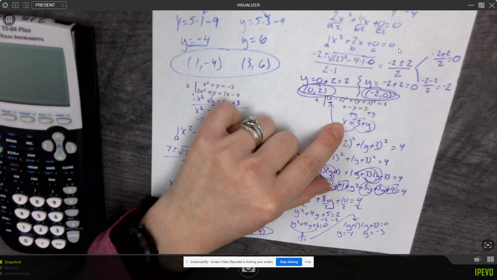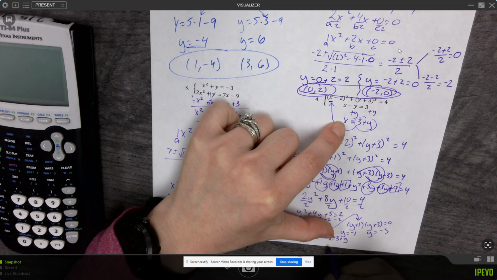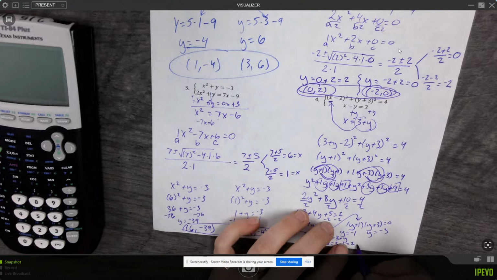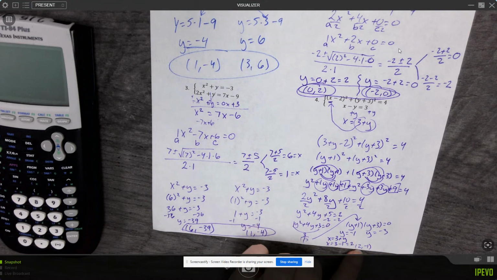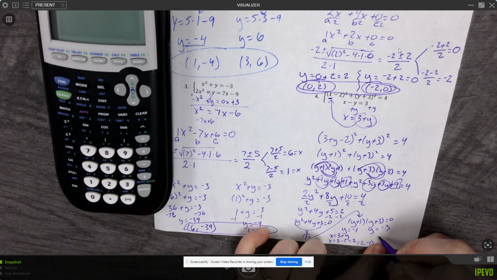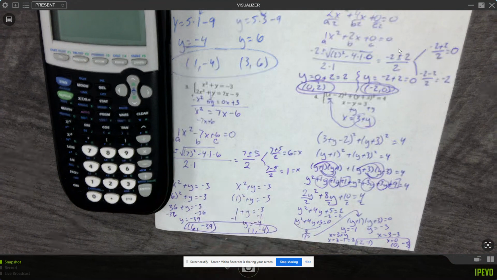So you should use this right here where we have x equals 3 plus y. So x equals 3 minus 1, which is 2. So you have a coordinate point of 2, negative 1. Teeny tiny small. And same thing, x equals 3 minus 3, x equals 0. 0, negative 3.